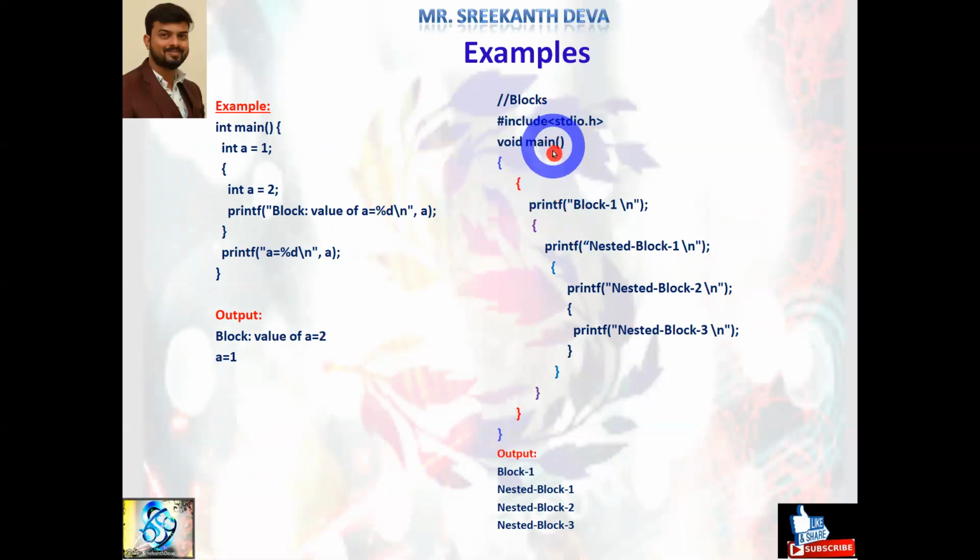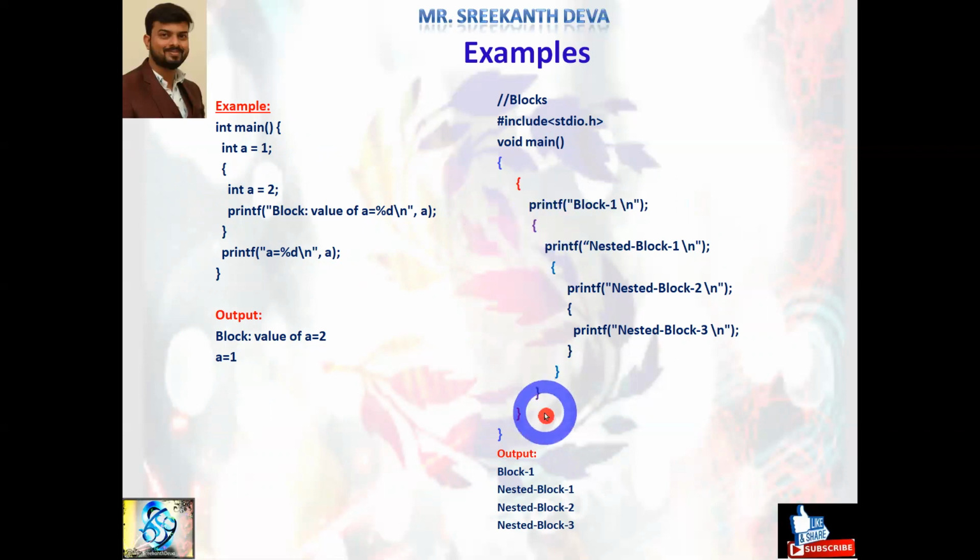So another example, like in the blocks, here I declared the main function, opening and closing. Here I created one block, opening and closing. I'm printing one message, simply printf block 1. Assume it is an outer block, or a block called block 1.